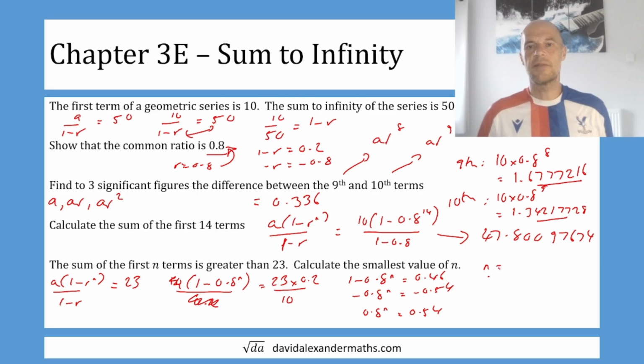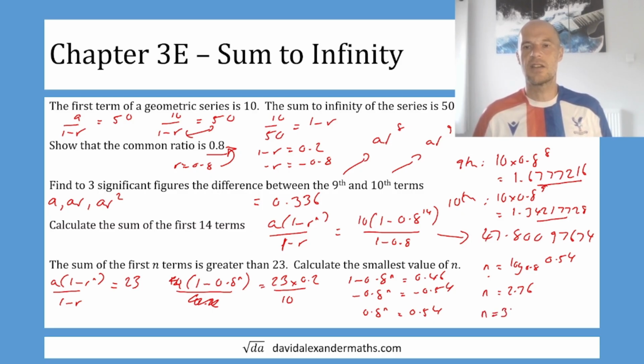So therefore n is log base 0.8 of 0.54. So log base 0.8 of 0.54, so n is 2.76. Okay, so if there were exactly 2.76 terms in the sequence, which obviously doesn't make sense, then we would be getting exactly 23. So if I'm getting greater than 23, then that is going to have to be rounded up to 3. So here n is 3.